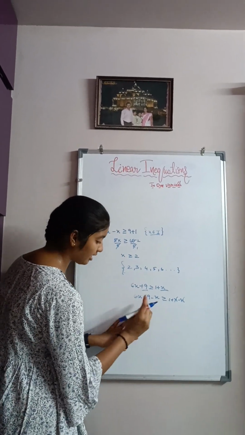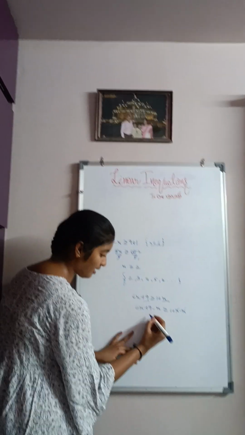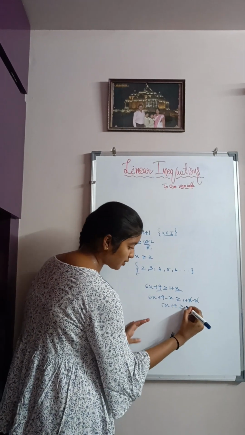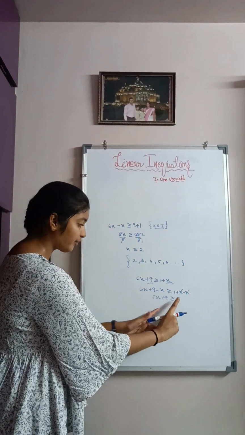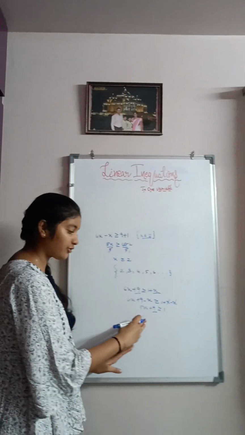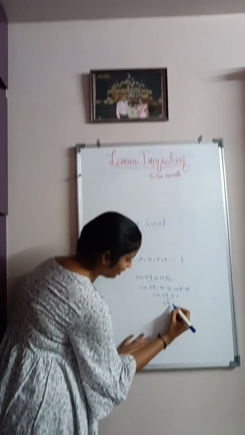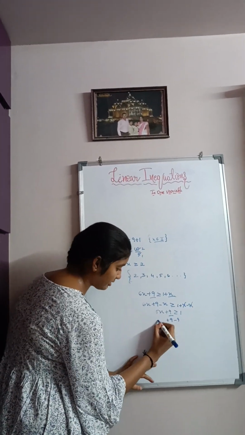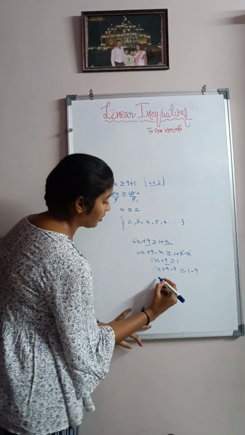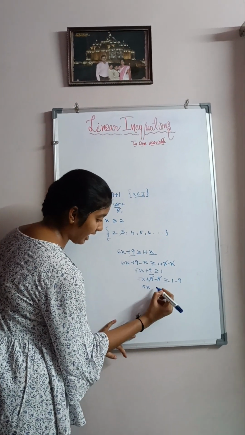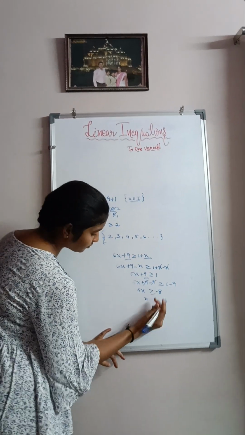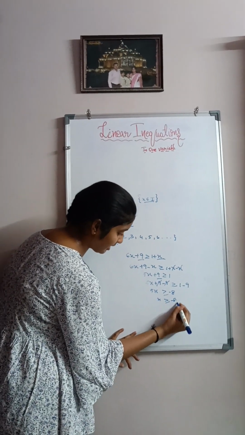x will be cancelled out here, and on solving 6x minus x, what we will get? 5x plus 9 is greater than or equal to 1. Here we got this. And coming on to this, we should eliminate 9 from the left side. So what we need to do is we should subtract 9 on the left side, and from 1 here also. And what we will get? 9 will get cancelled. 5x is greater than or equal to minus 8. Then x is greater than or equal to minus 8 by 5.